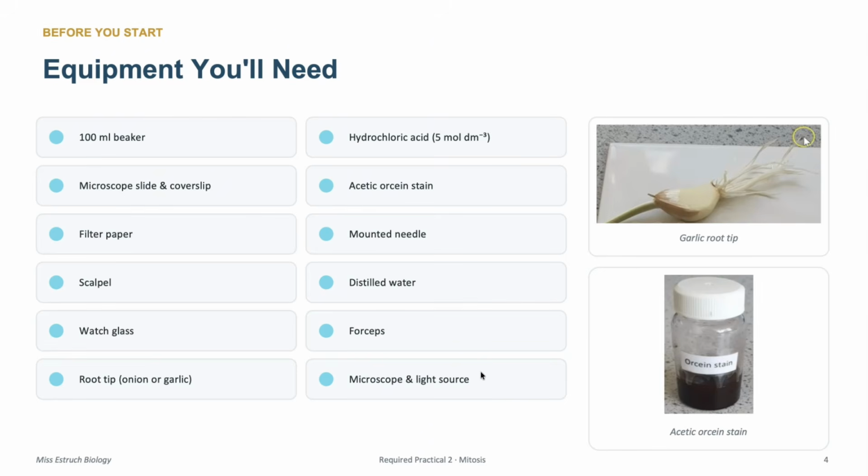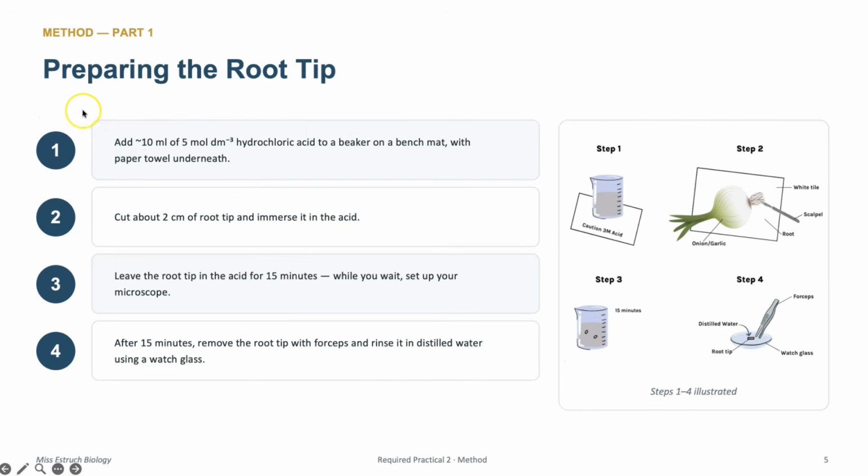So as we go through the method, that is more what I'm going to focus on. So step 1 of this experiment, we need to create our microscope slide. And to do that, first of all, we need to prepare the root tip. Now, you don't need to know exact volumes or concentrations for the exam. The key thing you need to know is that you would add hydrochloric acid to your sample.